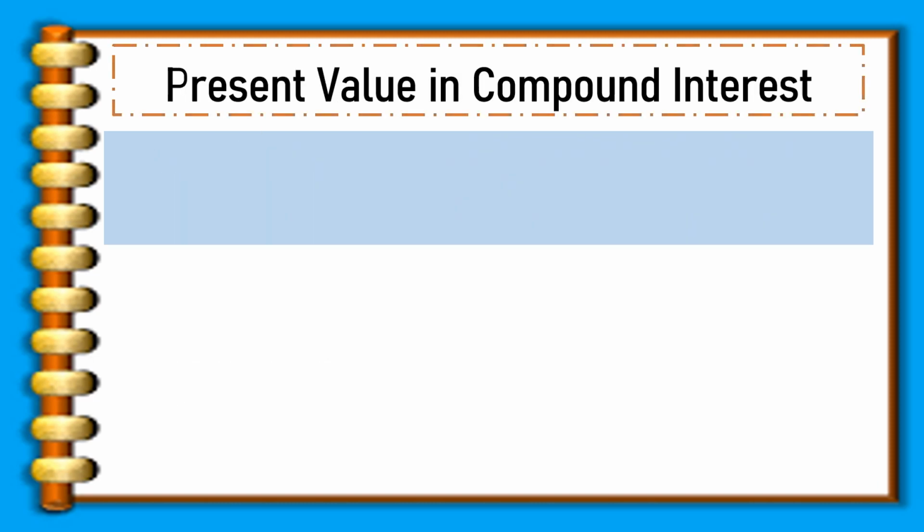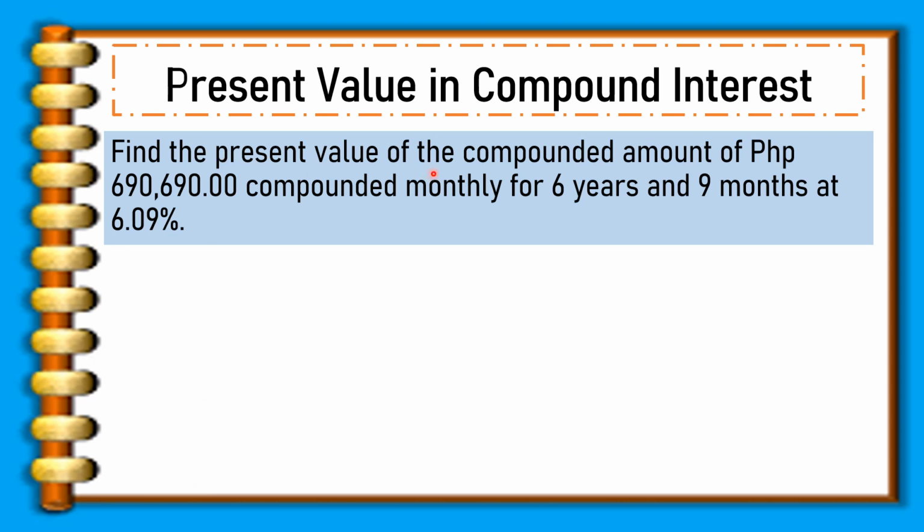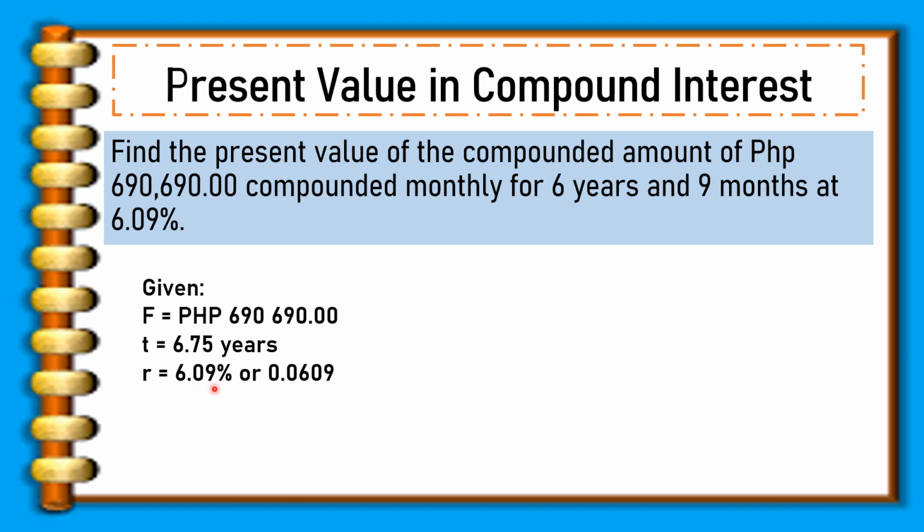Okay, last example. Find the present value of the compounded amount of 690,690 pesos compounded monthly for 6 years and 9 months at 6.09%. Here are the given. Future value of 690,690 pesos. Time is 6.75 years. Rate of 6.09% or 0.0609. And m equals 12 from the word monthly.